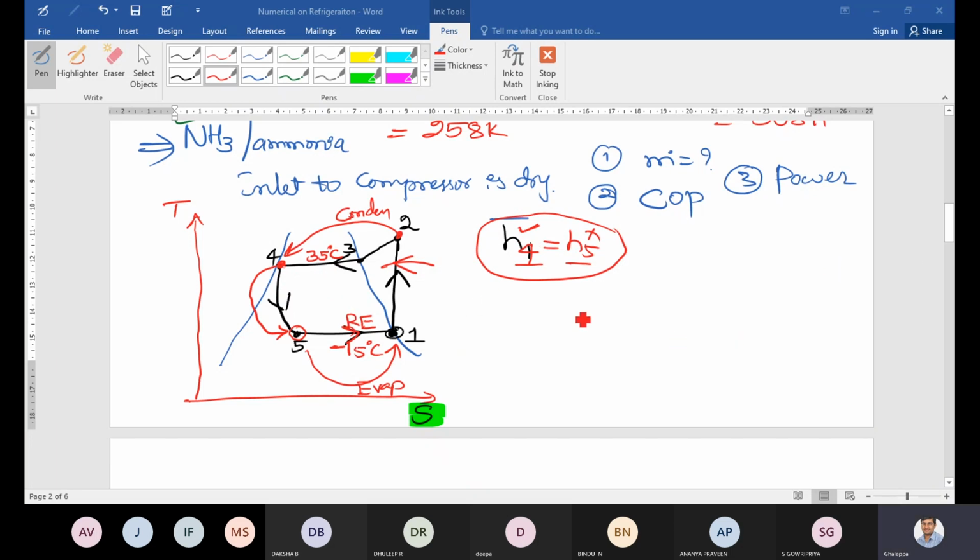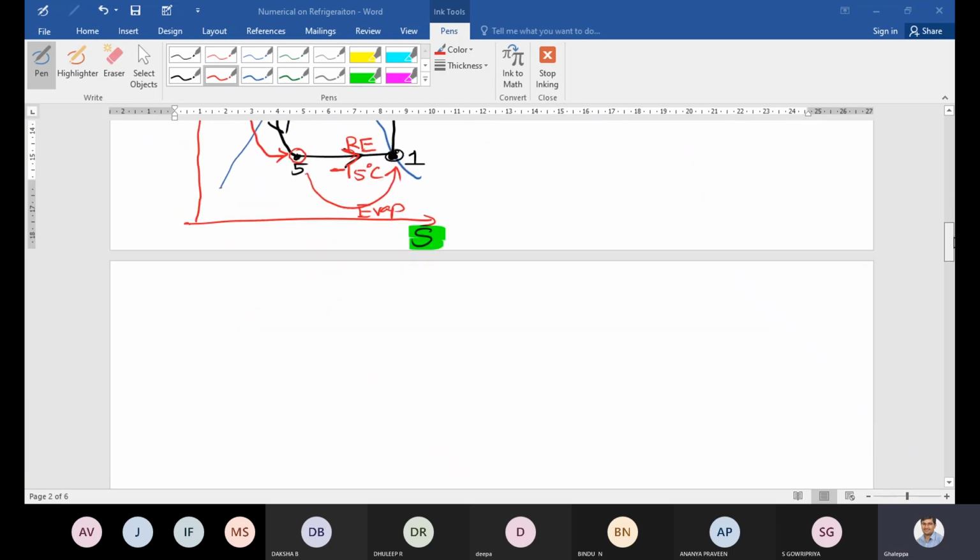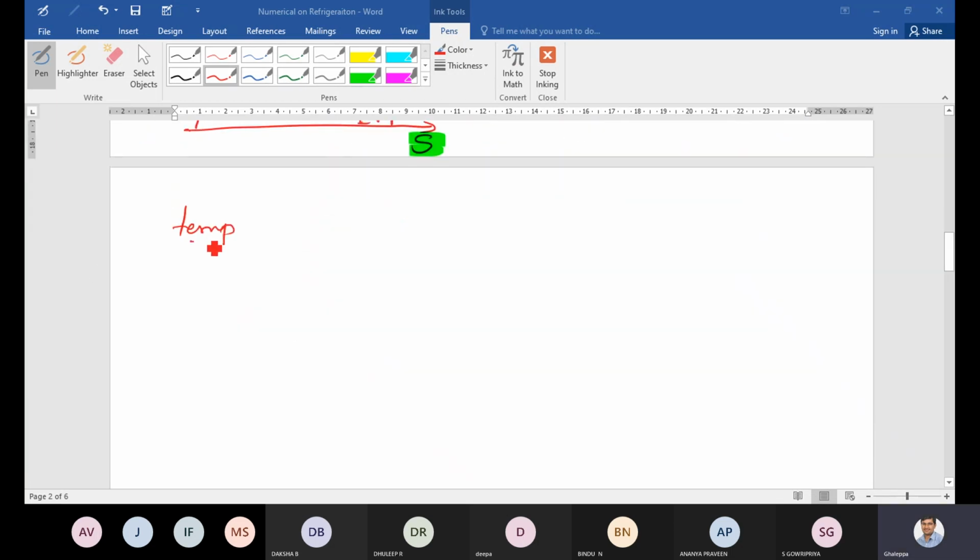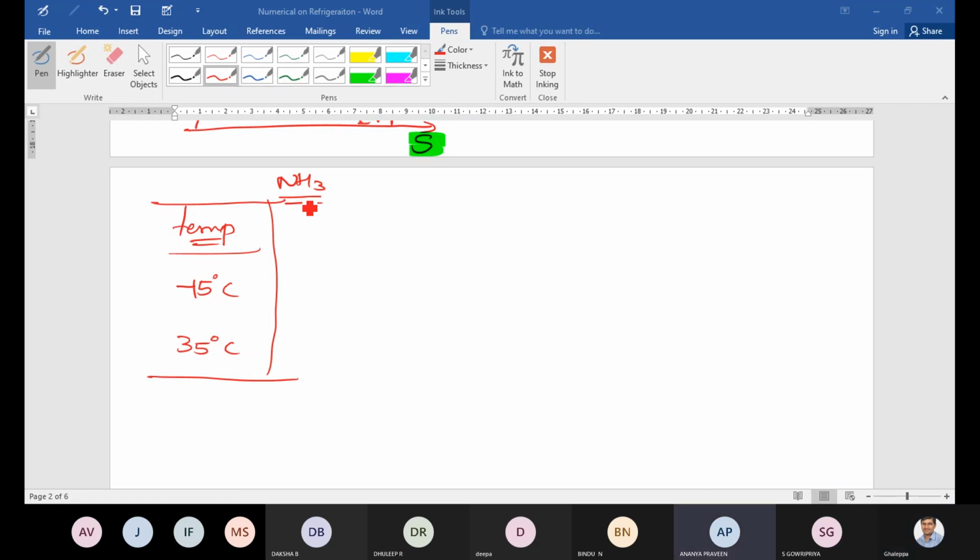Now, dear students, please take a thermodynamic data handbook and note down the values at minus 15 and 35 degrees Celsius. First, identify the type of refrigerant given: ammonia. Go to the ammonia table. Please open the thermodynamic data handbook. Thermal properties of saturated ammonia, on page number 26. Please respond, otherwise there is no use of solving numericals. Page number 26 is related to saturated ammonia.